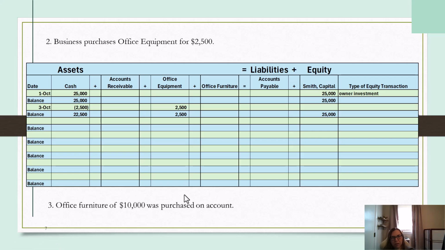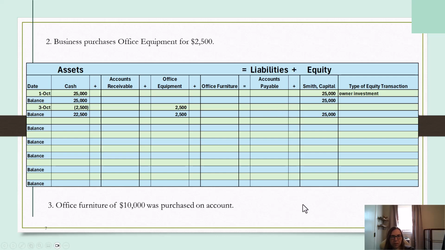This time, office furniture of $10,000 was purchased on account. So when you see the words on account, that's probably an accounts receivable or an accounts payable. That's just the language that can sometimes be used in textbooks, and sometimes it can be a little unclear, but that's likely what they mean when it says on account or on accounts payable or something like that. So basically you would be adding $10,000 of office furniture to the business, and then they're going to owe $10,000 to somebody, which is probably going to be put under accounts payable.